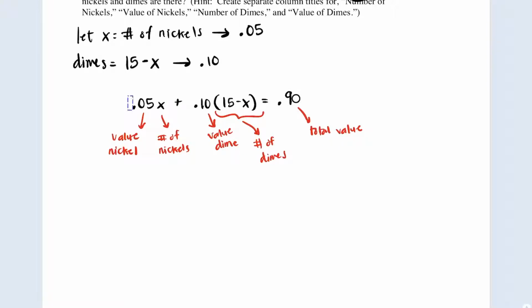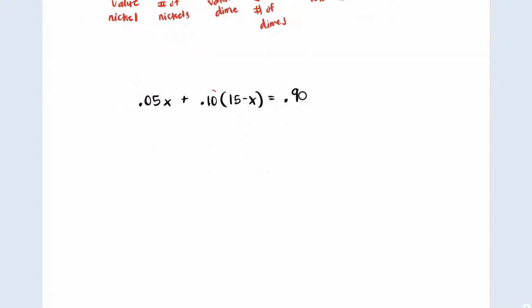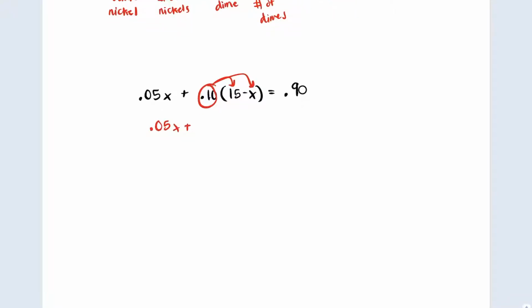Okay, so let's go ahead and solve this. Okay, so I see a number floating outside of parentheses, so that makes me want to distribute. So let's go ahead and do that. I'm going to bring down 0.05x. I know that 15 times 0.10 is going to leave me with 1.50. And then 0.10 times x is going to leave me with minus 0.10x. Okay, and then I bring down my 0.90.